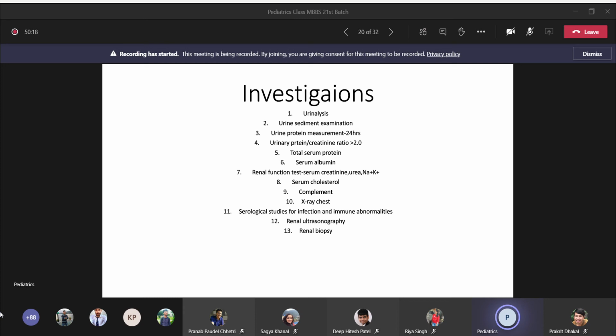Urine sediment examination, urine protein measurement, 24 hours urinary protein, that you have to find out. What happens? Usually massive proteinuria means the urinary albumin is more than 1 gram in 24 hours, or 40 milligram per square meter body surface area per hour.